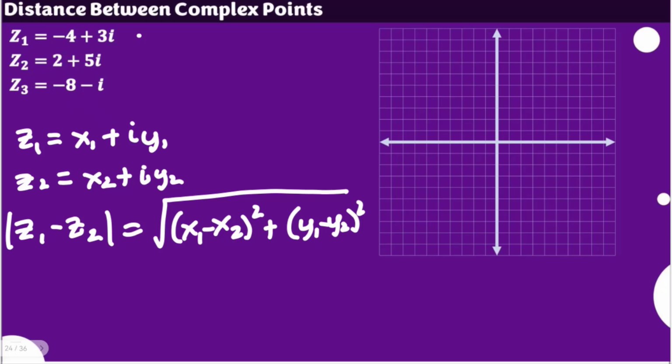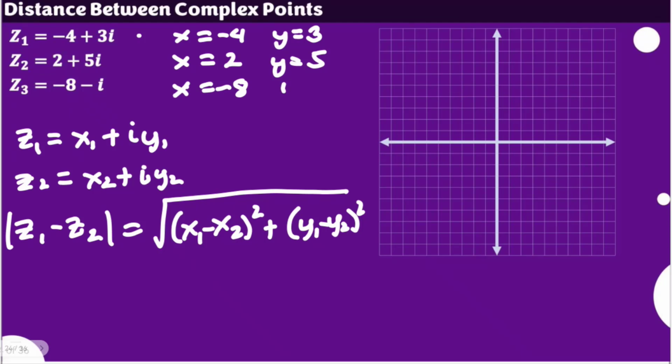So for our z sub 1, our x, or the real part, is negative 4. Our y, the coefficient of the imaginary part, is 3. For z sub 2, you'll have 2 and positive 5. And for z sub 3, you have negative 8 and negative 1. So you can see the complex points here for our z sub 1 at negative 4, considering that each grid here is by 1, and positive 3. This is the location for our z sub 1.